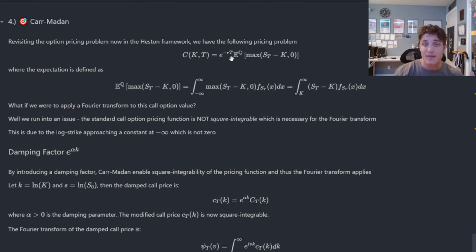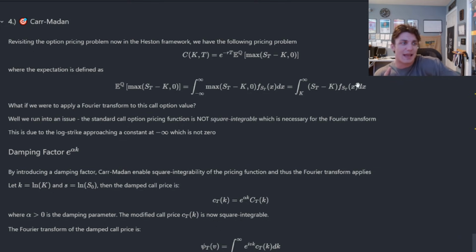If we expand the expectation in terms of the definition, then we get this crazy looking integral. Okay, well, we can't solve this integral in closed form. If we could, we wouldn't even be having this conversation. We would just be solving this integral in closed form. Okay, so let's think about what we talked about in this video. What if we apply the Fourier transform? Could we apply a Fourier transform to this?